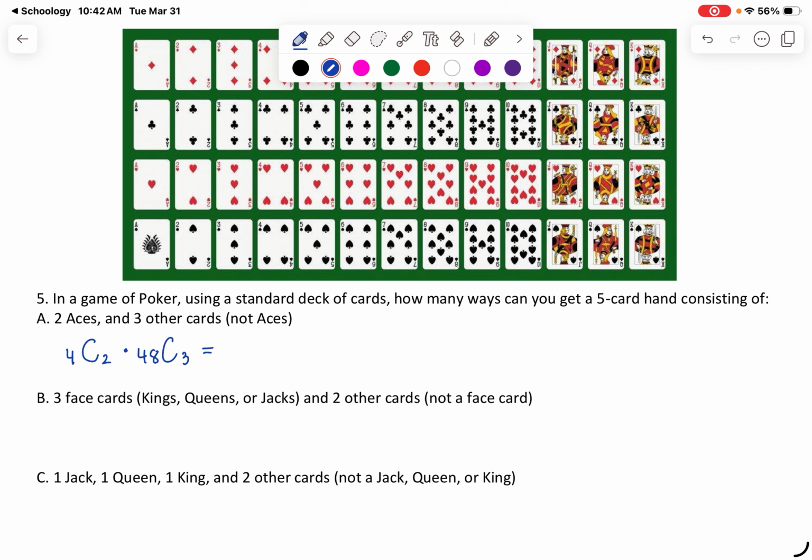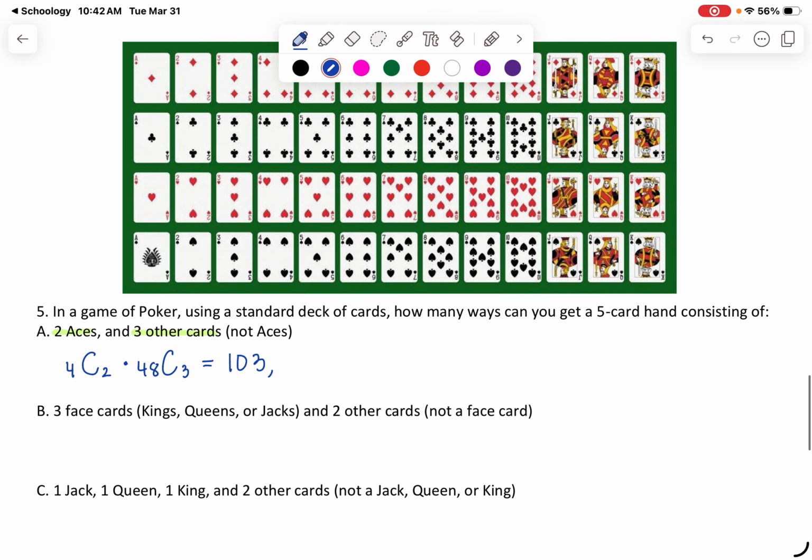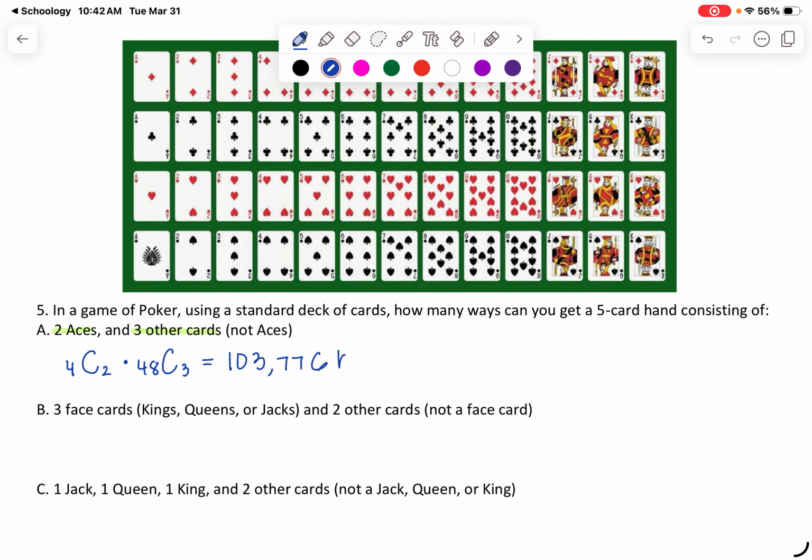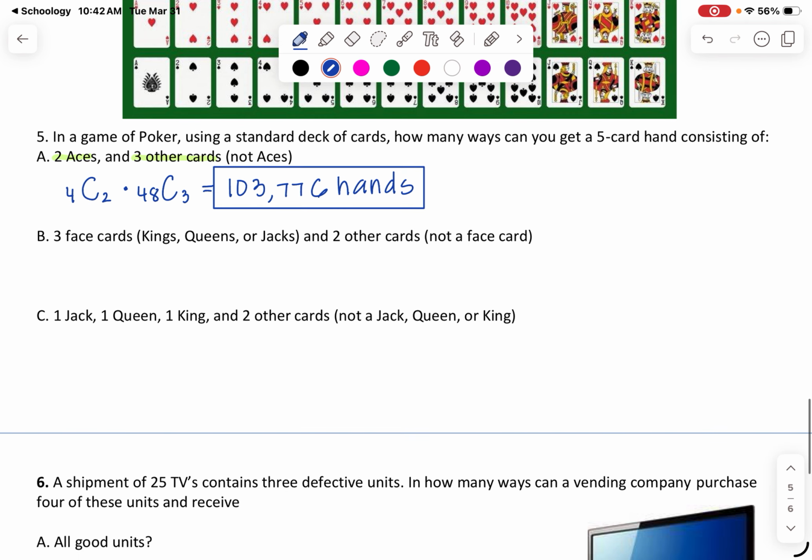Okay? So we have 4 choose 2 times 48 choose 3. There's 4 to choose from here, and then there's 48 left to choose from there. Put that in your calculator and you get 103,776 hands. So that's how many hands have a pair of aces.